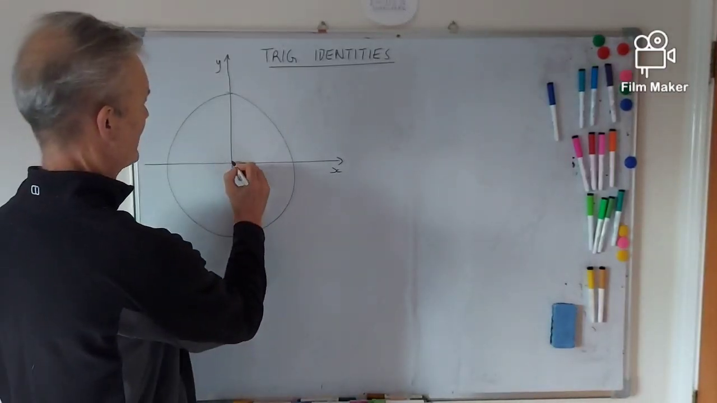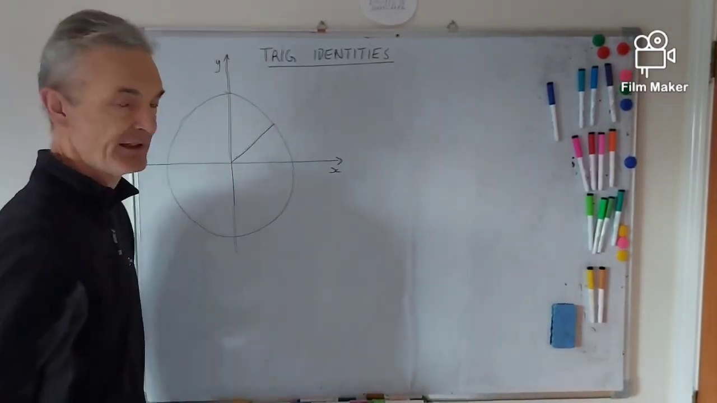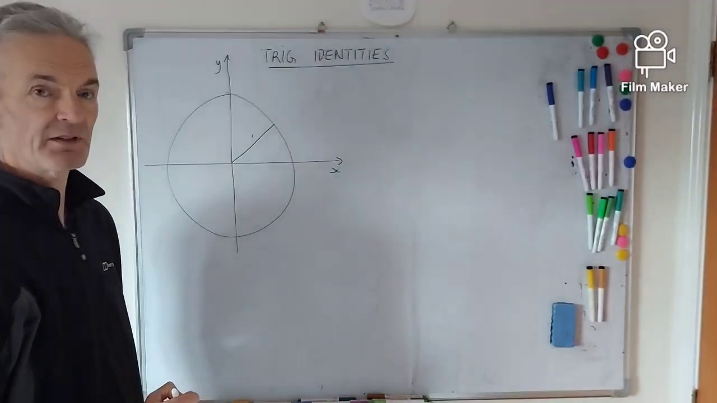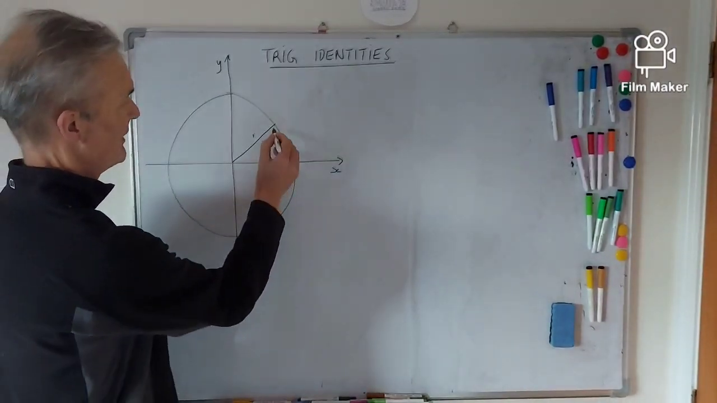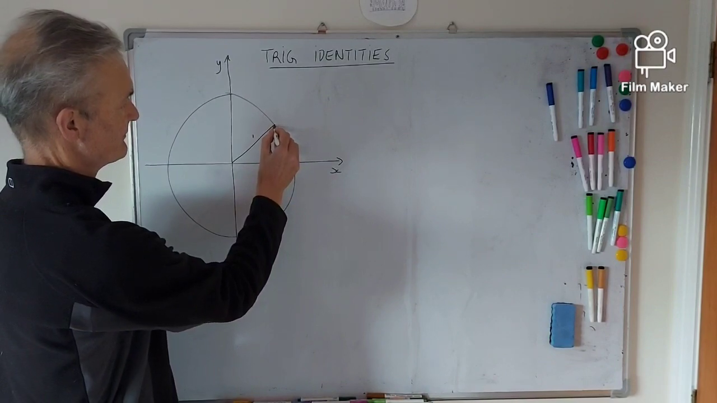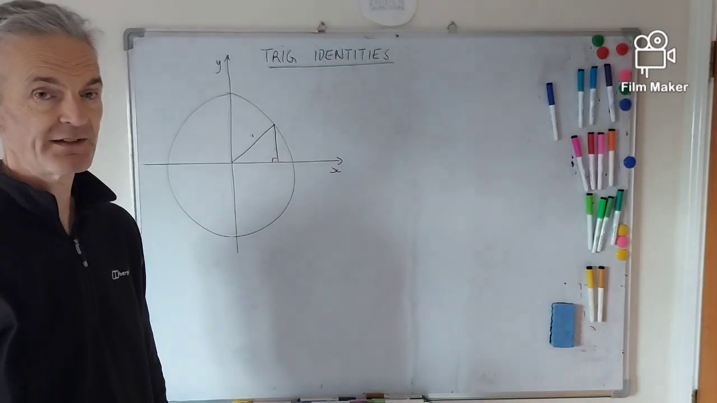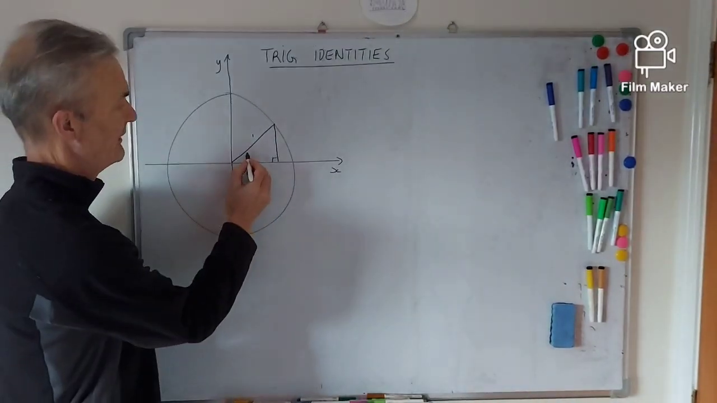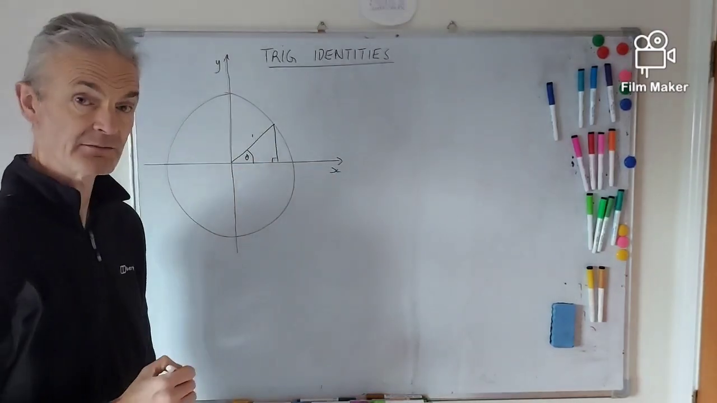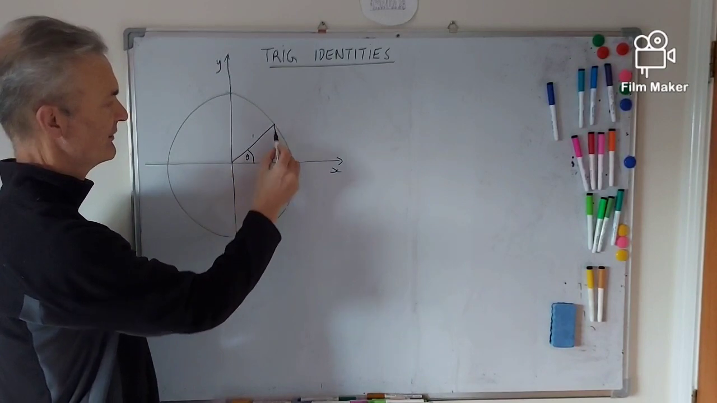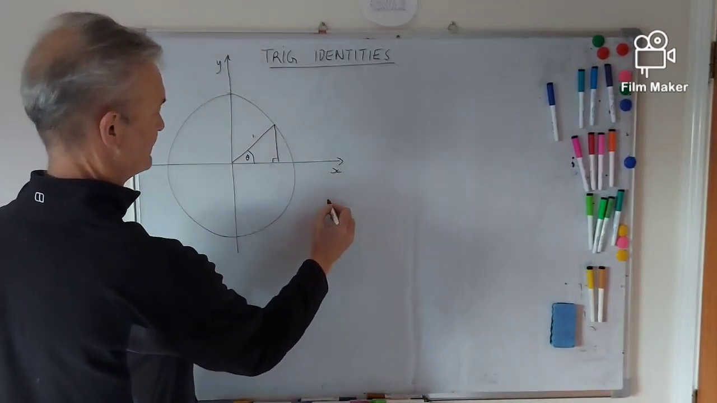And in it, I'm just going to put a radius going out like this. And I'm going to put 1 next to it because it's 1 unit long. I'm going to drop a perpendicular down here to create a right angle triangle. And I'm going to call this angle theta.